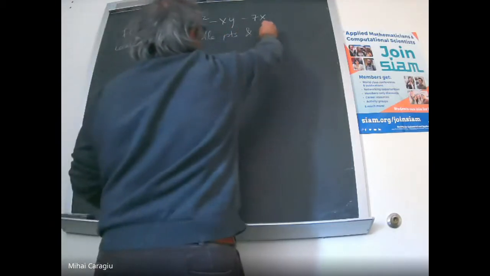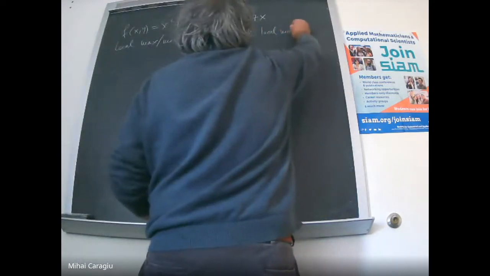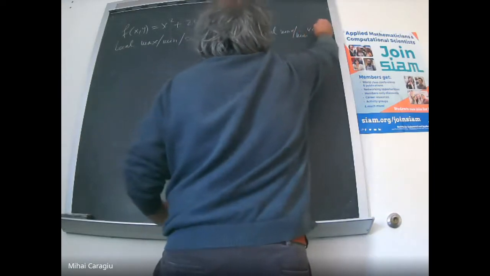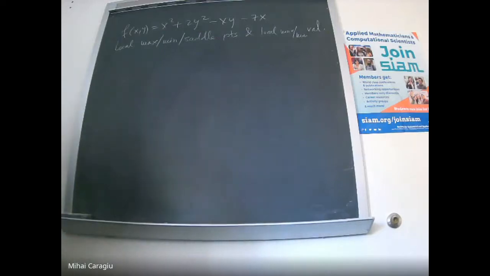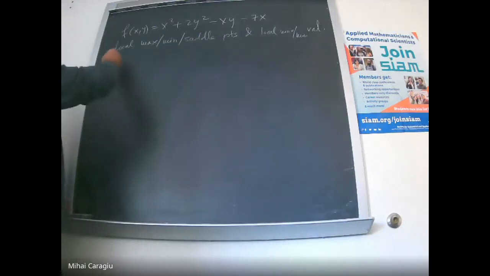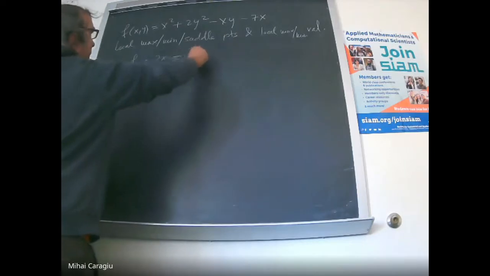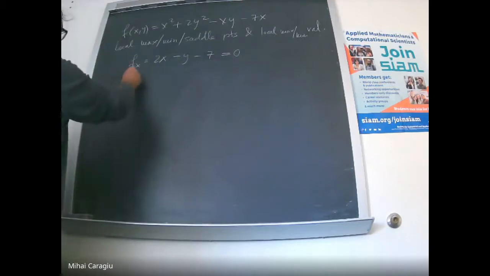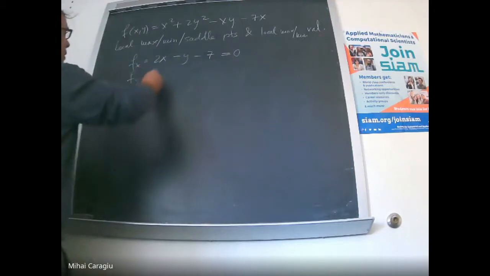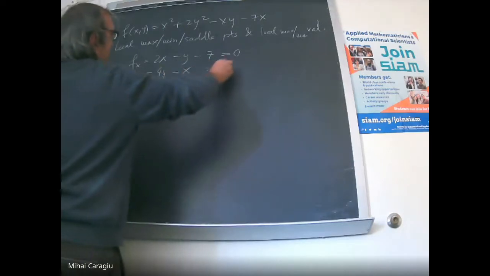and wherever necessary, local max slash minimum values. Okay, so let's find the critical points for local points. f sub x is 2x minus y minus 7 equals 0 for the critical point. f sub y equals 4y minus x equals 0, again at the critical point.